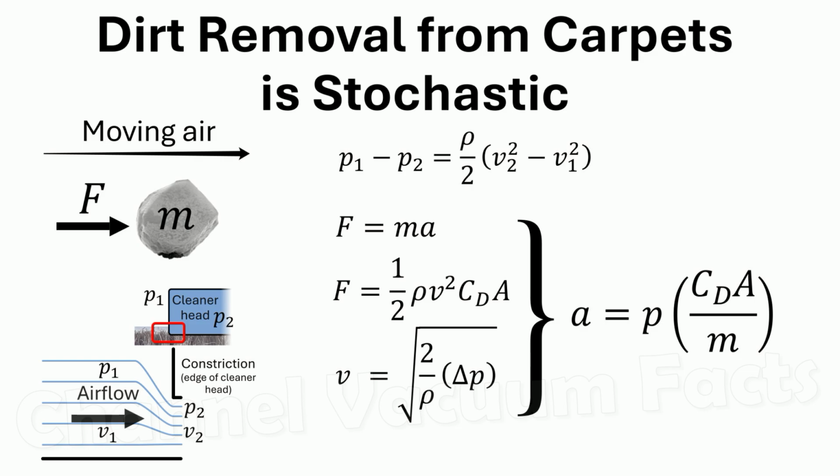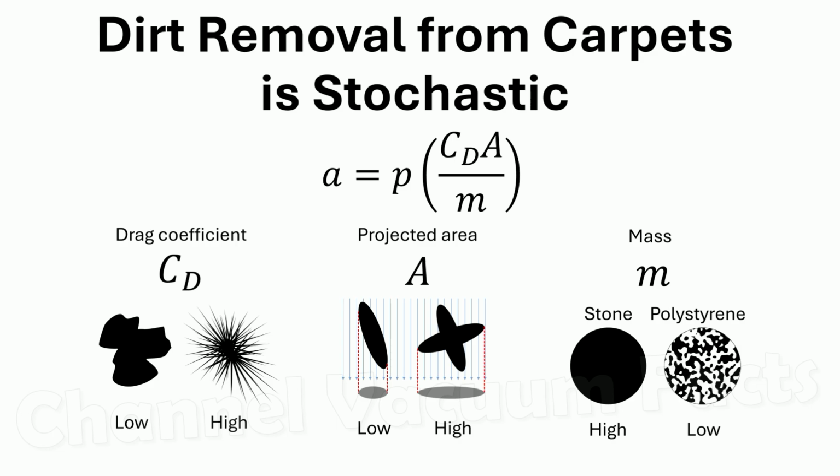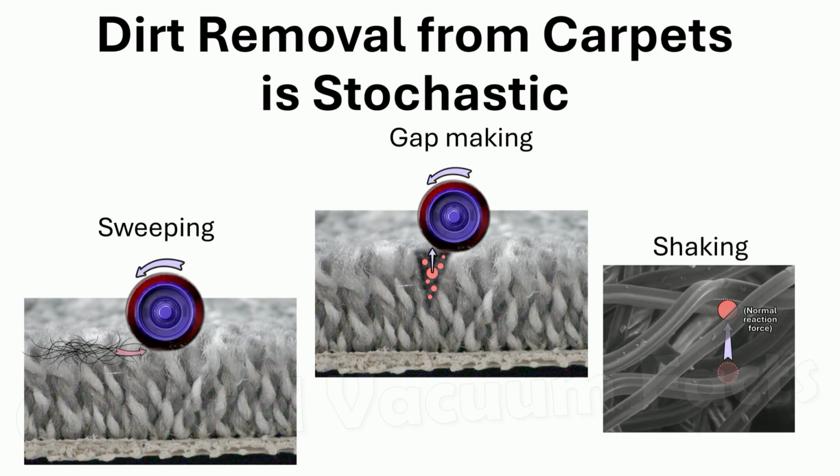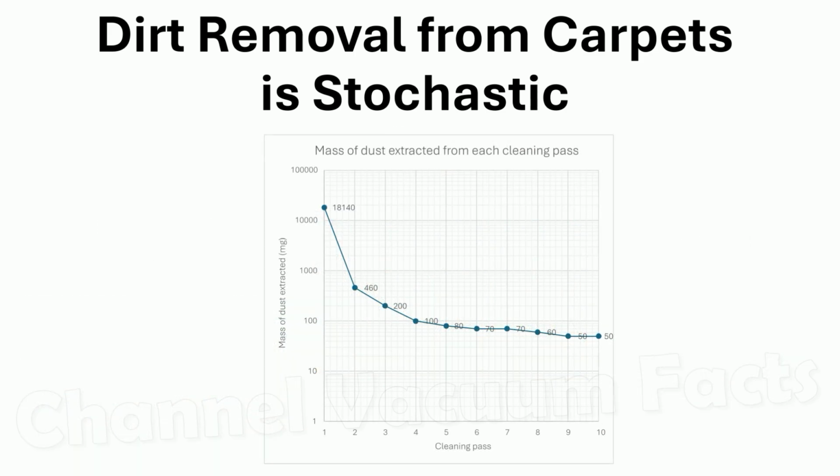This includes the machine properties that affect suction and airspeed, the particle properties that affect the response to airflow, and the properties of the carpet they're trapped in. Vacuum cleaning is therefore never about removing all the dirt, but about managing dirt buildup and reducing concentrations to an acceptable lower level.